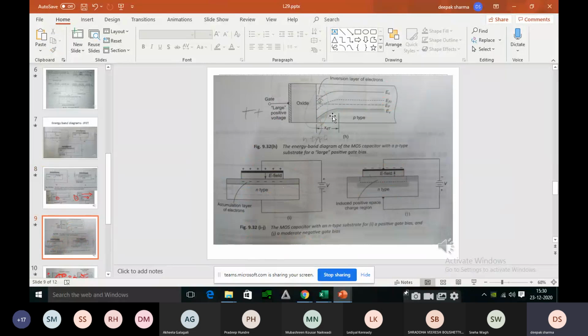So that thing you have to explain in your own words, no issues. You can use your own words. But please remember, the diagram should be very, very neat, correct? Now inversion has happened here. Earlier there was accumulation, now it is inversion.